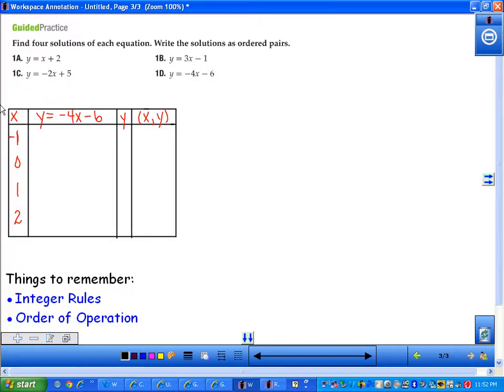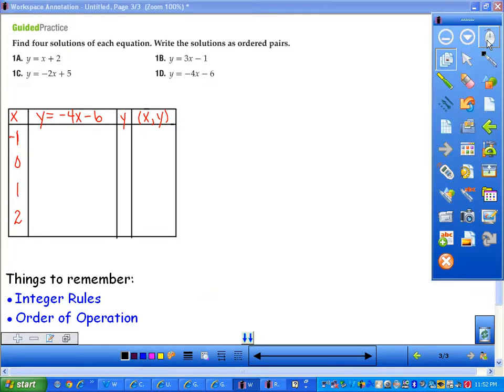I've already set up everything here. So it says find 4 solutions for each equation. Write the solution as ordered pairs. I set up the table already for 1D. I'm not going to work through all of these. We'll just do 1D. So what's going to happen is this. Again, I chose the same 4. Recall that I said it's easier to choose the same 4 that they already have in the text. So I chose negative 1, 0, 1, and 2.